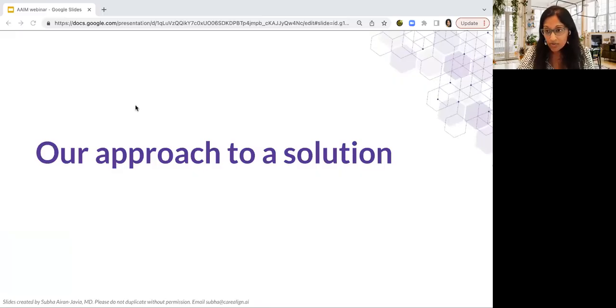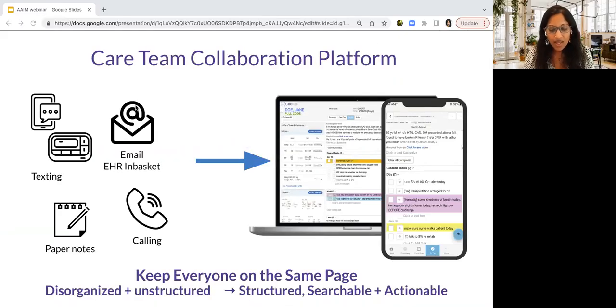So our approach to this problem was to create a unified platform that brought all of these different piecemeal forms of planning, touching base, and collaboration into one space. And instead of being centered around the individual person carrying a piece of paper, it's really centered around the patient. So it doesn't matter who you are in the patient's care, you go to one place to figure out what's happening for them right this moment.